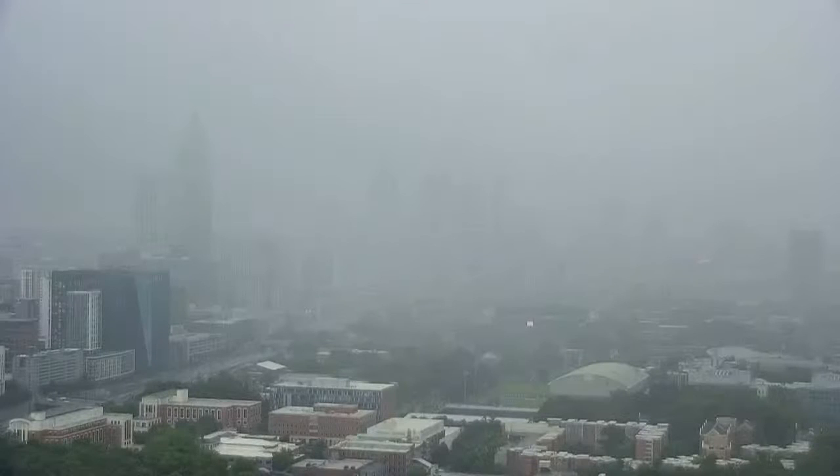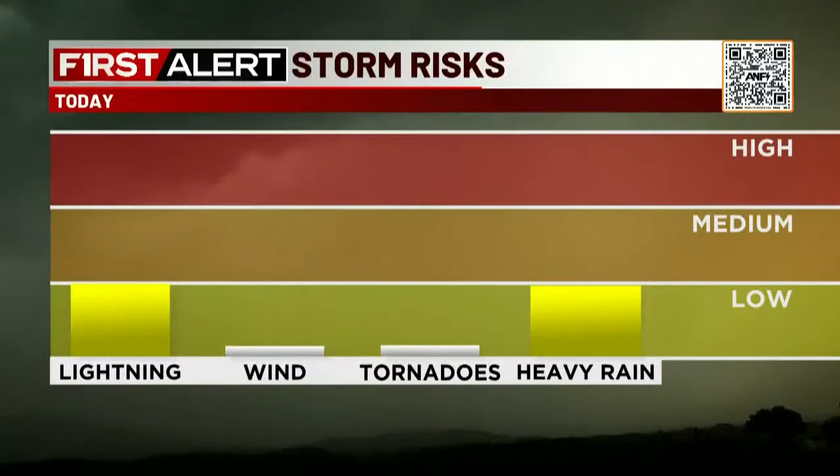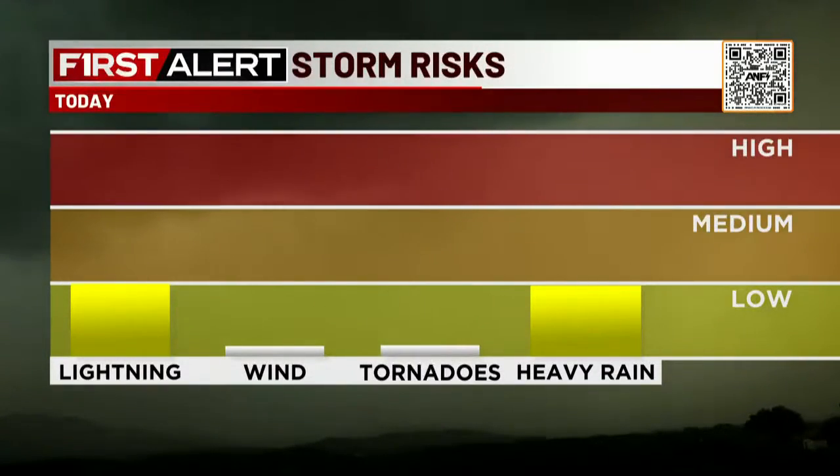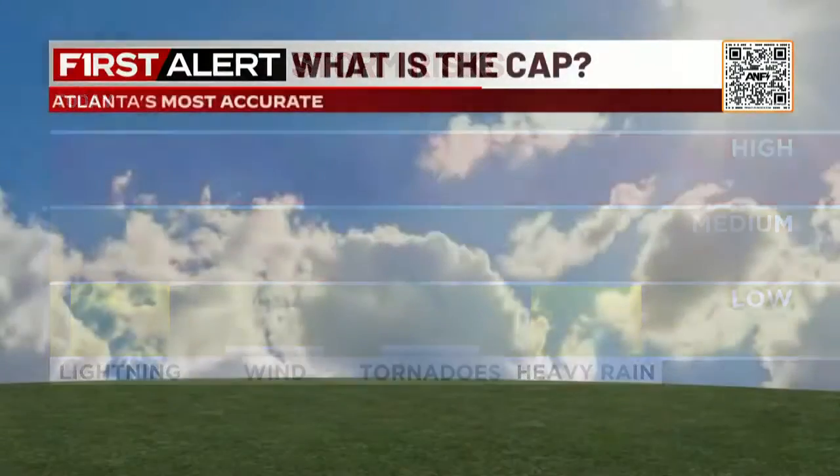It kind of is gross outside. Look at this. We're not getting a lot of sunshine. That won't help us warm up. So that really is going to cause a very low threat for any type of rain or any type of severe weather. We're not going to see tornadoes. We're not going to see damaging winds. We may only see a few rumbles of thunder.